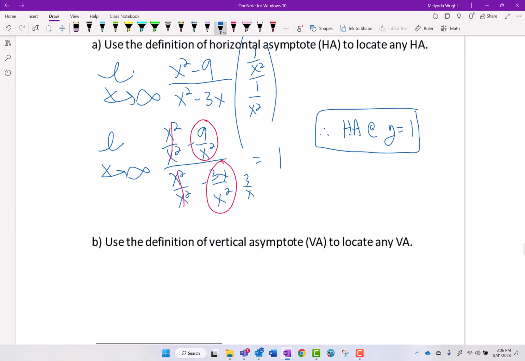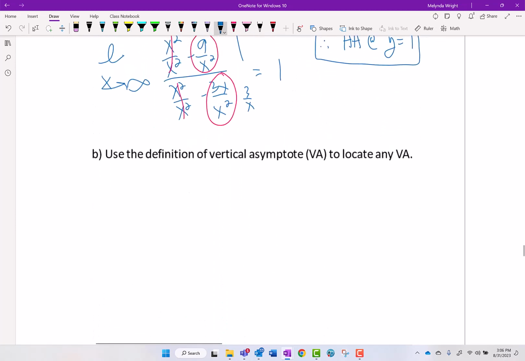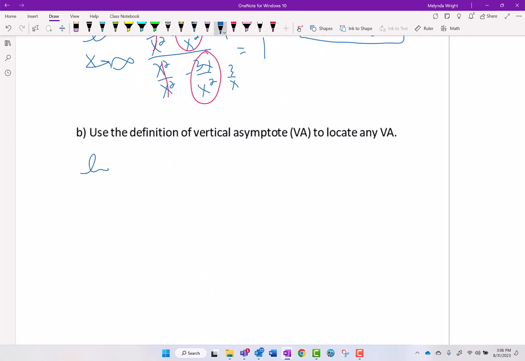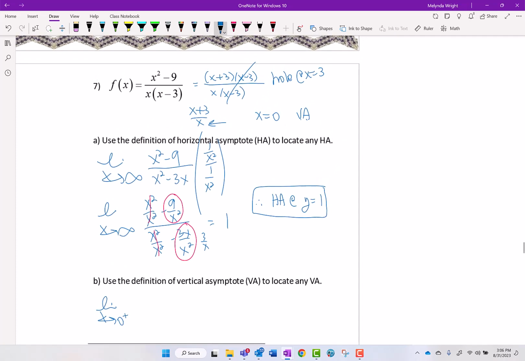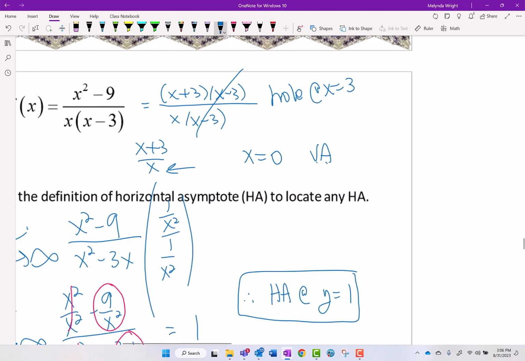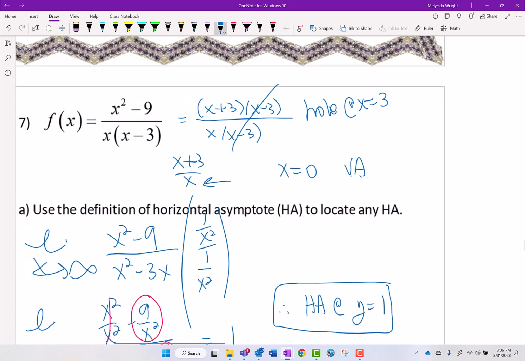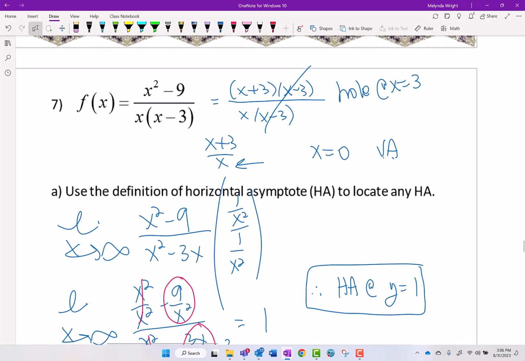Okay, now we know what we're doing. So the definition says, do the limit as x goes to 0 from either side. It doesn't matter. Okay, are we okay? Why did we do that up there? So, x equals 0. Okay. So, are we okay with this being the function, the simplified function? Everybody okay with that? Okay.